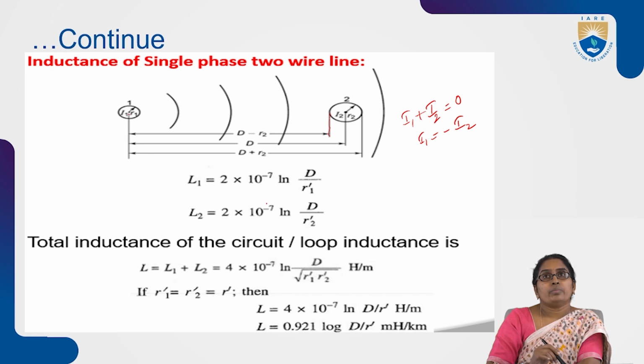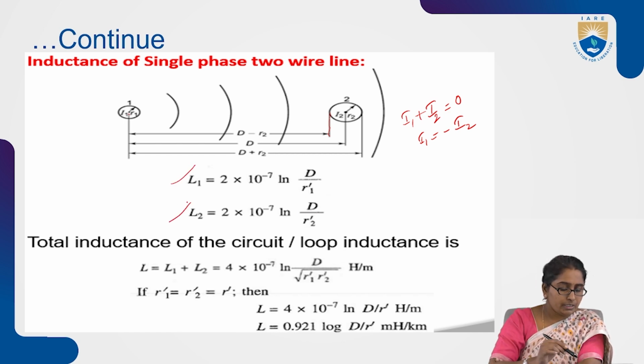Now, if we write inductance expressions for the two conductors as L1 and L2, L1 is given by 2 into 10 power minus 7 log of capital D by R1 dash, and L2, the inductance of the second conductor, is 2 into 10 power minus 7 log of capital D by R2 dash.